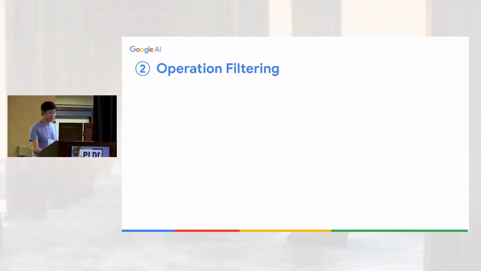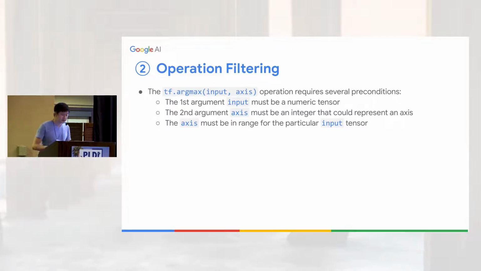Now let's talk about operation filtering, which is used when we construct argument lists for an operation. First, we observe that TensorFlow operations require a lot of preconditions. tf.argmax requires that its first argument is a numeric tensor, so not a scalar and not a Boolean tensor. The second argument must be an integer that could be an axis, and in particular, it needs to be in range for the particular first argument. Some preconditions, like this last one, are about arguments being compatible with each other, which can depend on their shape, data type, or even the contents of the tensors themselves. And this can't be handled with simple type checking.